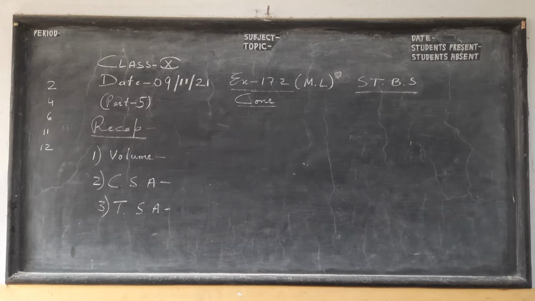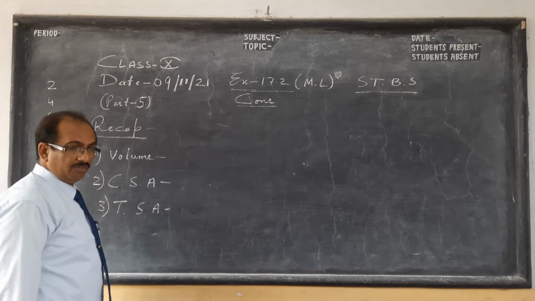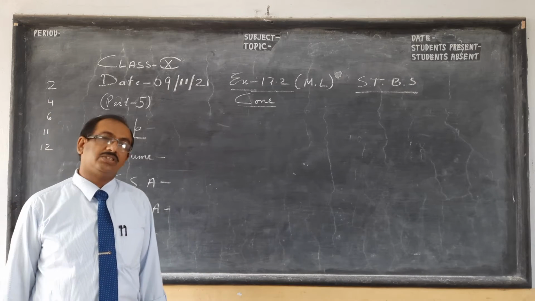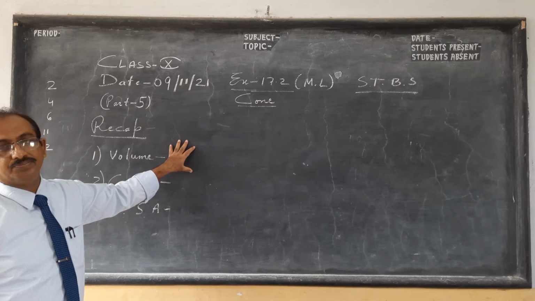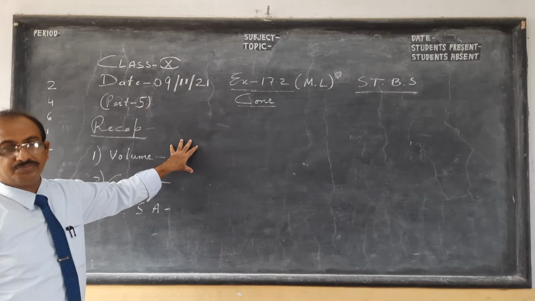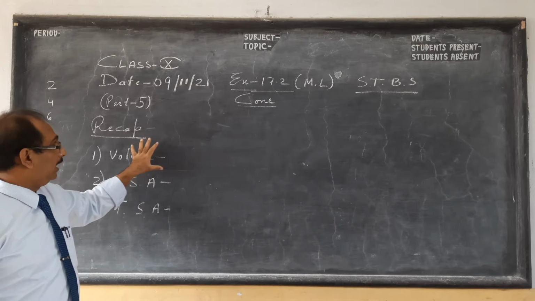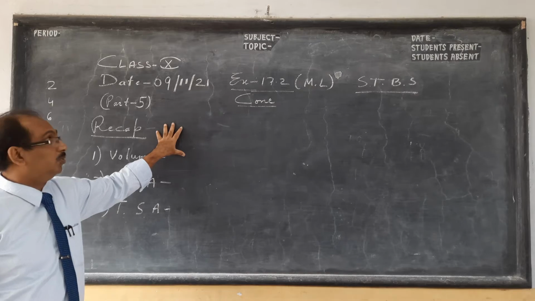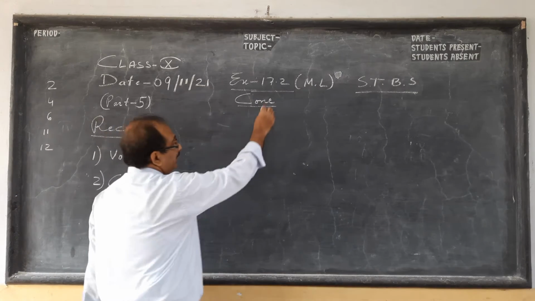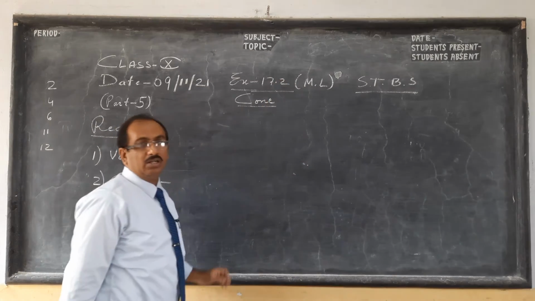Hello students, we come to part 5 of our video lesson on mensuration. From the beginning we have seen a cylinder and a cone, and we have worked on a few basic sums on cylinder and cone. So we are on exercise 17.2 of ML Agrawal's book.